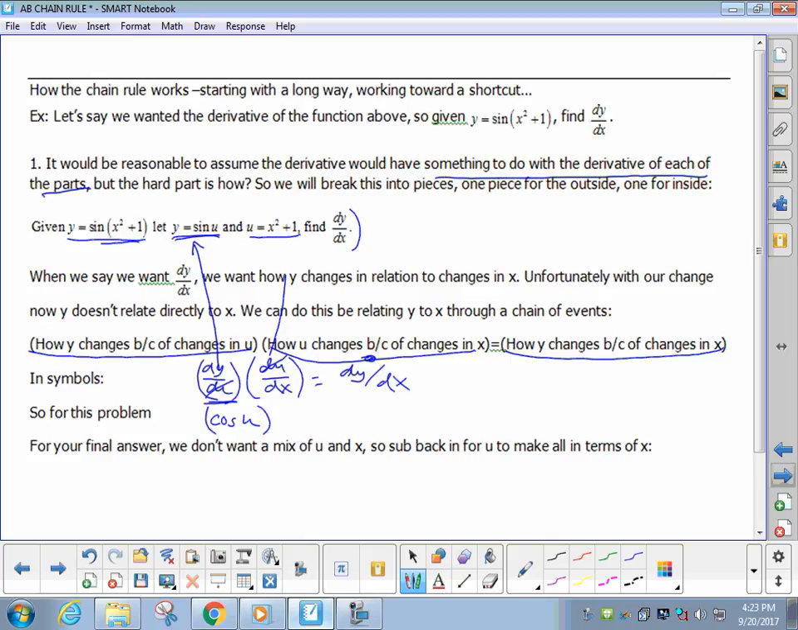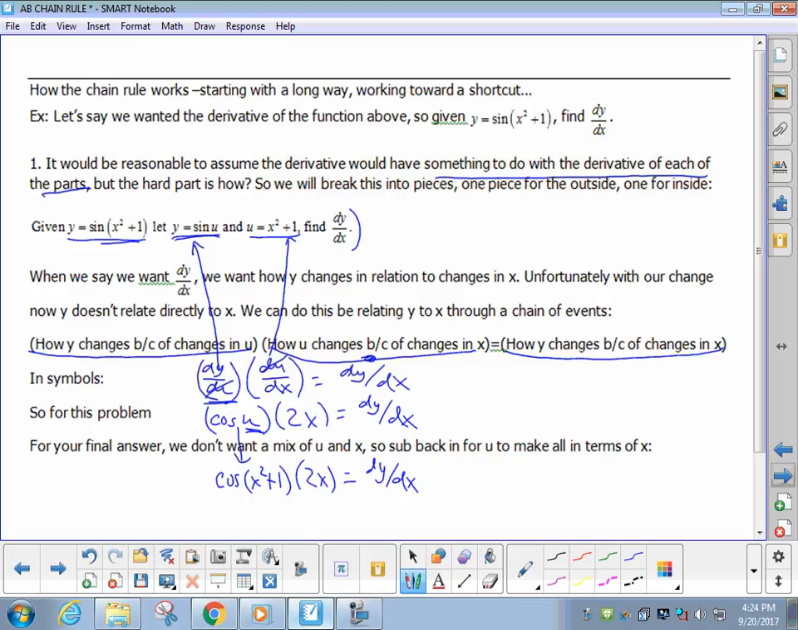And du dx, given that u is x squared plus 1 for this problem, the derivative of u with respect to x is 2x. Now that is the derivative, and we just did the chain rule, but there's one thing wrong, and that is that our derivative is in terms of u and x. The original problem, before I made that substitution, was just x, not u and x. So the last thing I'm going to do is replace u with what u equals. If u is x squared plus 1, then I can write my final answer as cosine of x squared plus 1 times 2x. And that is the derivative using the chain rule.